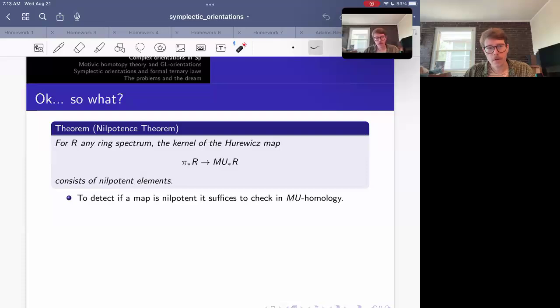This is really powerful. The sphere detects nilpotence, but the sphere's homotopy groups are hard to compute. This lets us take our nilpotence-detecting device and shift it along to something that's easier to detect nilpotence with. This is what MU homology is doing here.